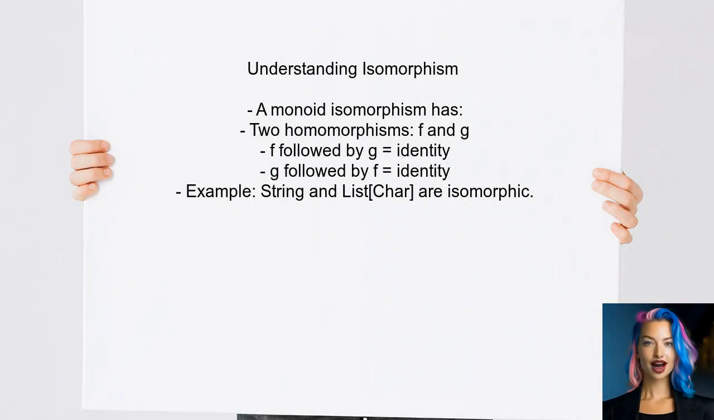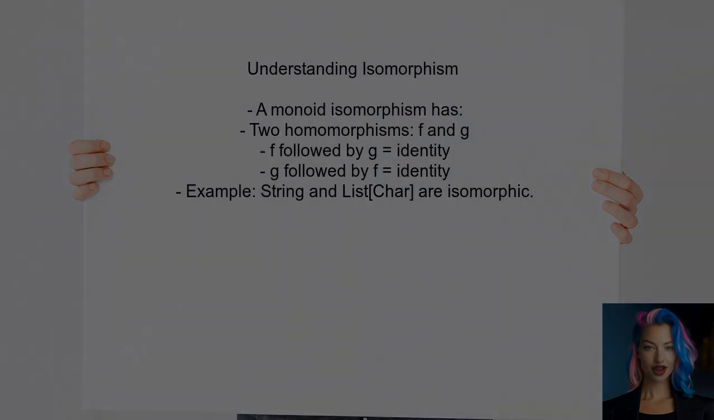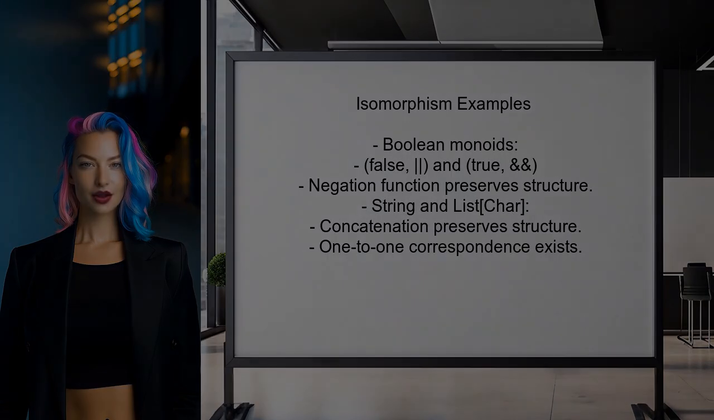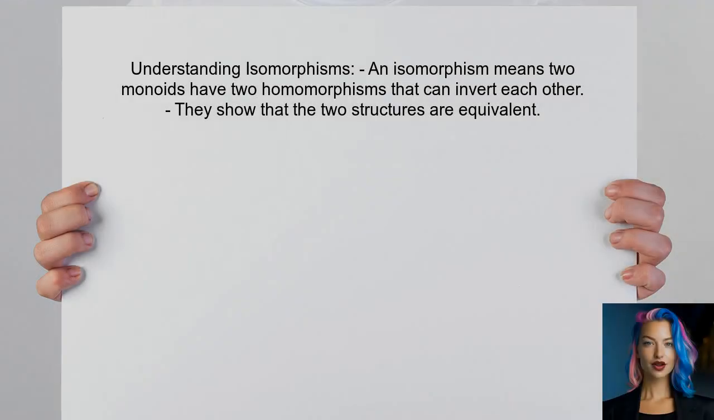Moving on to isomorphisms, we need to understand that a monoid isomorphism involves two homomorphisms that act as inverses of each other. This means that applying one after the other returns the original element. Finally, let's clarify why the Boolean monoids and the string and list char monoids are isomorphic. The user can see that both pairs have a structure that allows for a one-to-one correspondence between their elements while preserving operations.